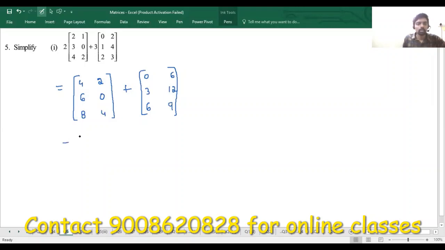So now add these two matrices. 4 plus 0. How much is 4 plus 0 guys? 4 plus 0. Is it 0? No. Thank God. You said 4. Then 2 plus 6 is 8. 6 plus 3 is 9. 0 plus 12 is 12. 8 plus 6 is 14. 4 plus 9 is 13.